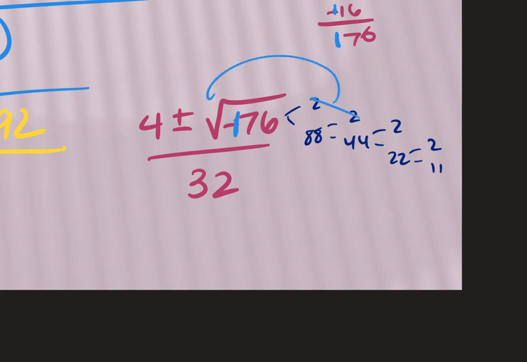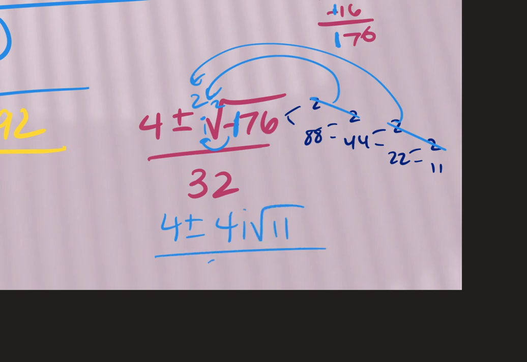2 2's come to the outside. Another 2 2's come to the outside. And the i comes to the outside. So 4 plus and minus 4i square root 11 over 32. And now they're all divisible by 4. 1 plus and minus i root 11 over 8.